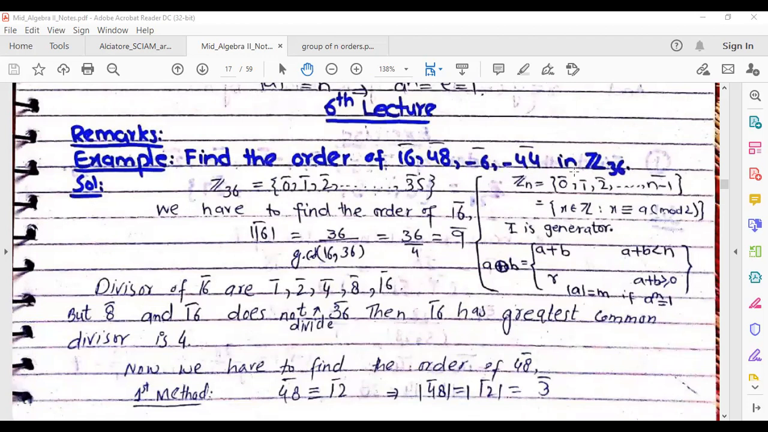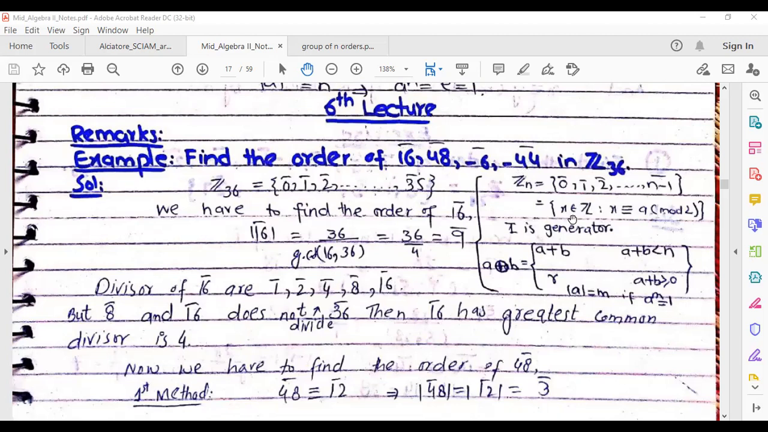And you know, in Z36 how many elements we have? In Zn we have exactly n minus 1 elements. So in Z36 we have Z35, 0 to 35 elements, and its generator.